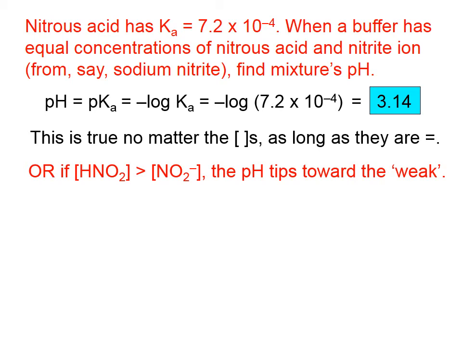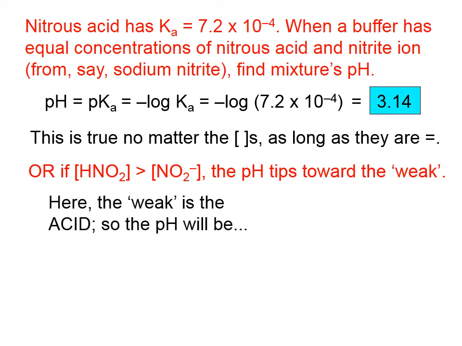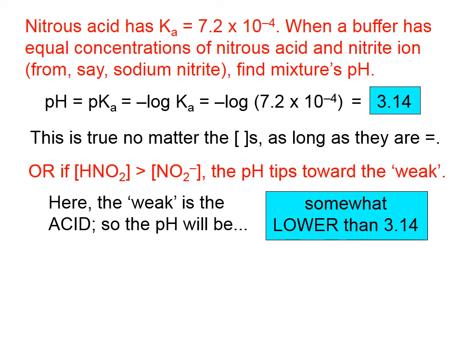Suppose, in a different case, that you have a buffered system, but the nitrous acid solution concentration is somewhat higher than the nitrite ion concentration. The pH will tip toward the one that there's more of. In other words, it'll tip towards the acidic range. So we would expect a pH to be somewhat lower than 3.14 because there's more acid than there is base. The nitrite ion acts as a base, so if there's more acid, the pH is going to be somewhat lower, somewhat more acidic than 3.14.